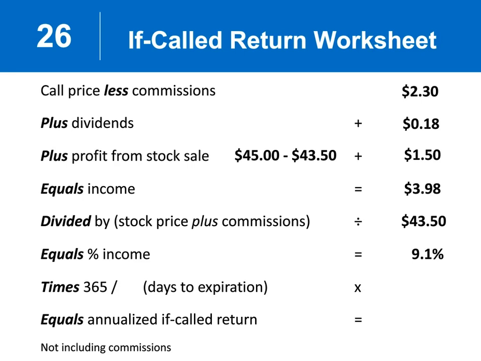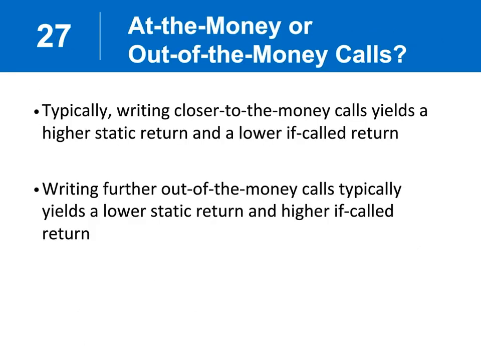We're going to annualize the number. It was the same trade, same 80 days to expiration. So in theory, we could do this trade 4.5 times to cover an entire year, earning 9.1% each time. So to annualize the number, we take 9.1%, we multiply it by 4.5, and we come up with a return of 41%. That would be the annualized return if we're called away on the example we gave and sold shares at 45. Now we're going to do a little comparison between the static return and the if called return, specifically with regards to which option you sold.